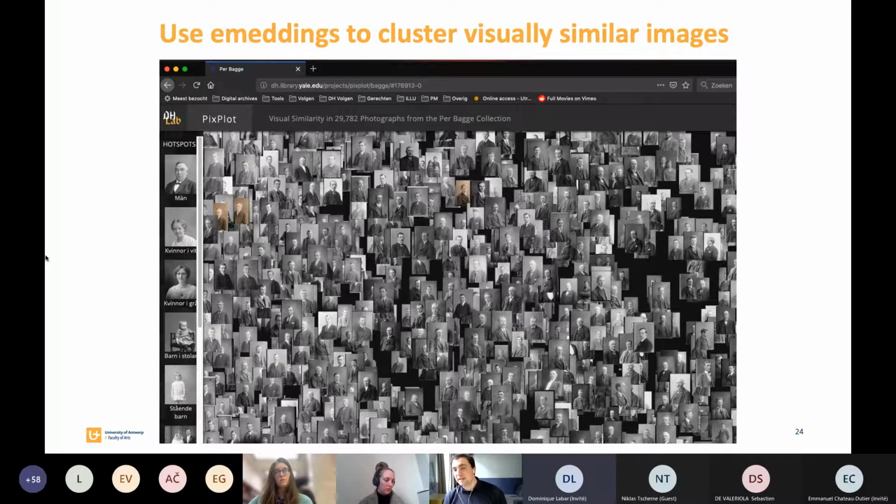And I think colleagues at the DH lab of Yale realized that you could also use this to cluster visually similar images in a collection. And I think Pixplot, the tool they developed, is a very good example of how you can apply this. So here you can see an example from the Norwegian collection. And you can see that the computer vision algorithm picked up that all these different men, mostly, and women are visually similar, and they belong together, or they are clustered together.